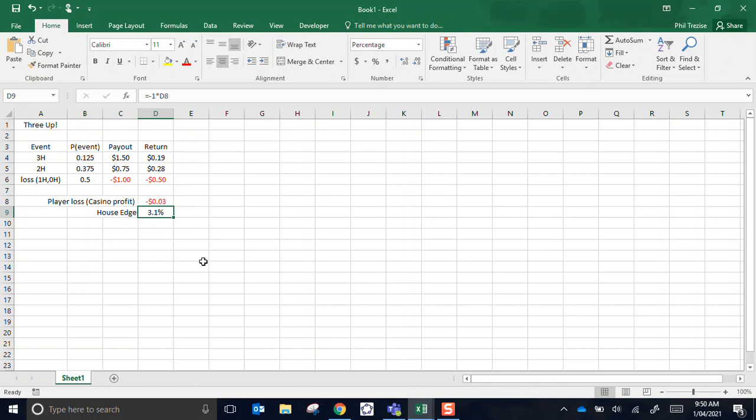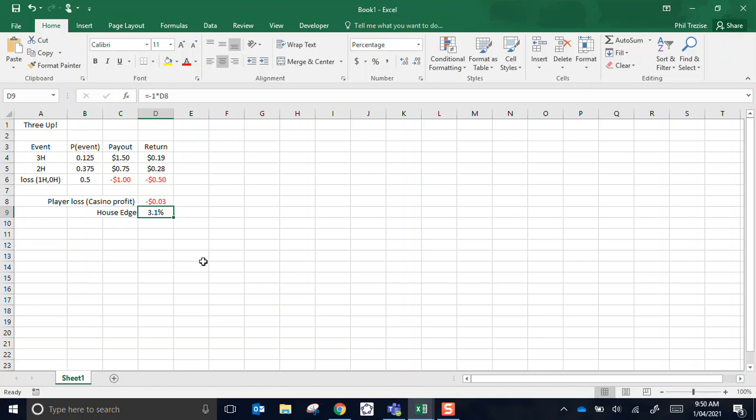Now, a 3.1% house edge doesn't seem like very much, and it's not for an individual game. But if we can convince people to play thousands upon thousands of these games, then this will actually end up being a very profitable outcome for the casino. In the long term, they'll collect 3.1% of all the money that gets bet playing this game. And if people bet a lot of money, 3.1% is still a significant amount.